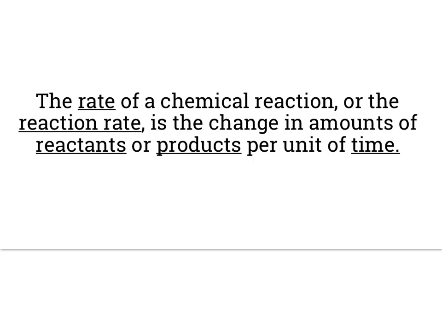The rate of a chemical reaction, sometimes we just call that our reaction rate, is our change in amounts of reactants or products per unit of time. This lets us know how fast a reaction is going. We measure how fast a reaction is going by figuring out how fast we're using up our reactants, or more commonly, how fast we're producing our products. Either way, reaction rate is the rate of our chemical reaction. It's how fast our reaction is proceeding.